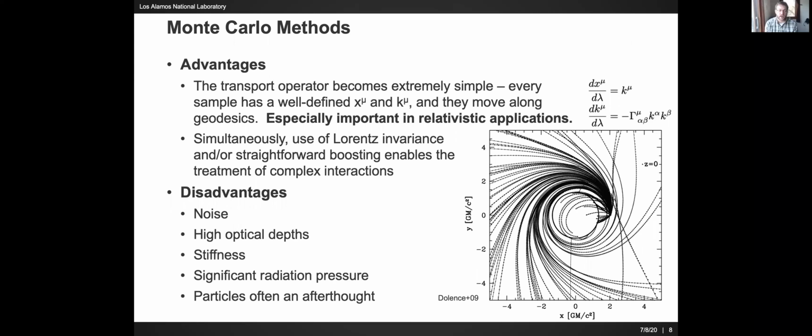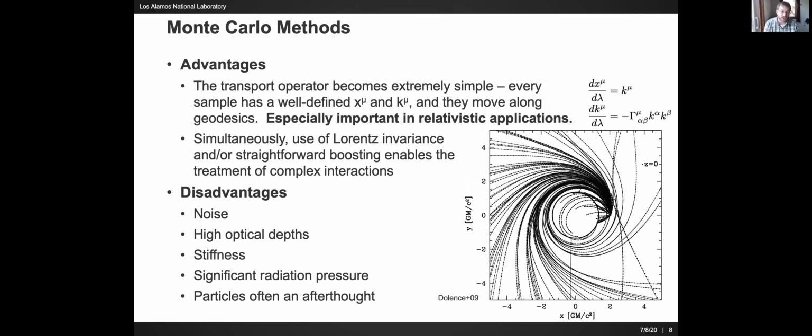So disadvantages, though, at a high level, there's noise. The schemes struggle at high optical depths. They don't really deal with stiffness very well. So stiffness, in other words, is if there's a time scale for absorption and re-emission that's very fast relative to the other time scales in your problem, Monte Carlo methods can struggle sometimes to deal with that.